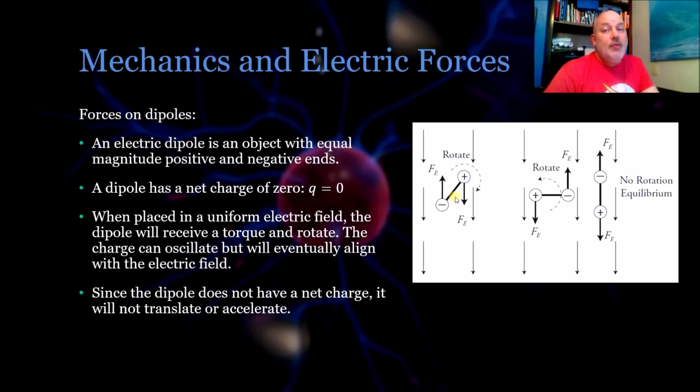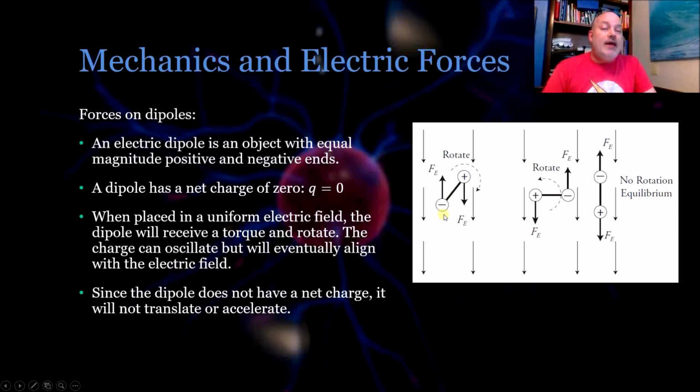Here's one last example of electric forces and mechanics and how they tie together. First off, let me explain what a dipole is. Right here we have a dipole. A dipole is an object that has no net charge. It's neutral, but it's polarized. So one side's positive and one side's negative. If we put this in an electric field, then once again, where are our capacitor plates? We have a positive plate up here and a negative plate down here to produce this uniform downward electric field.